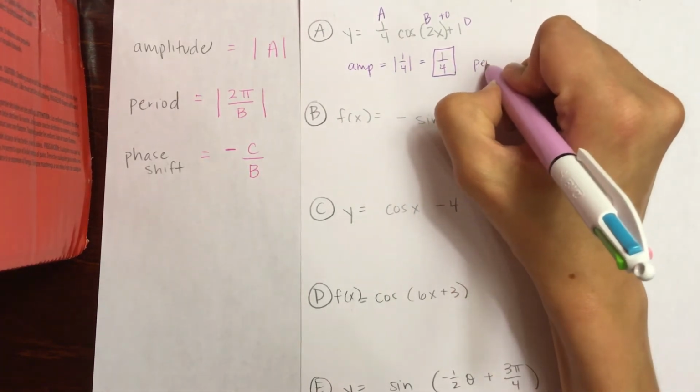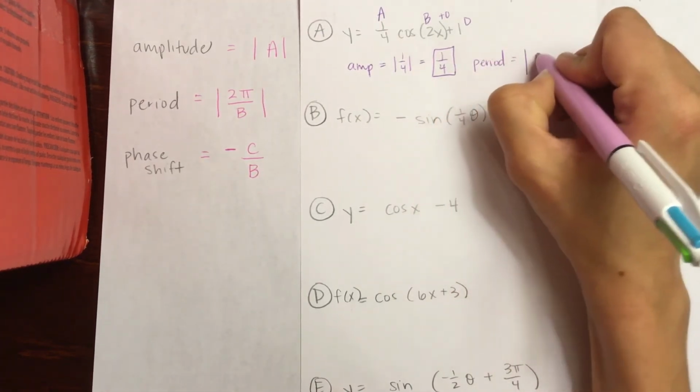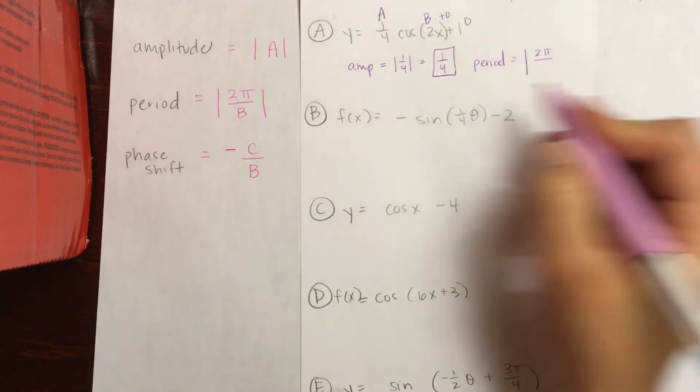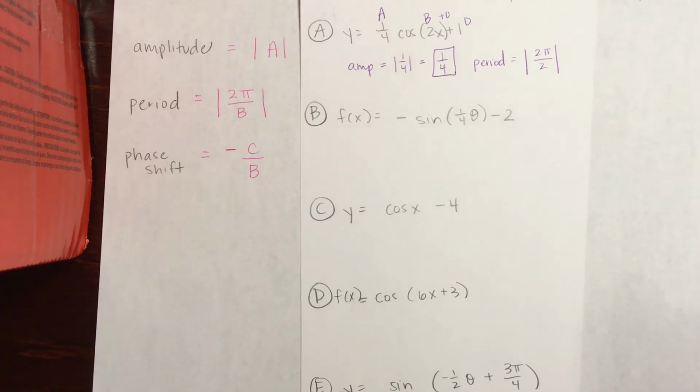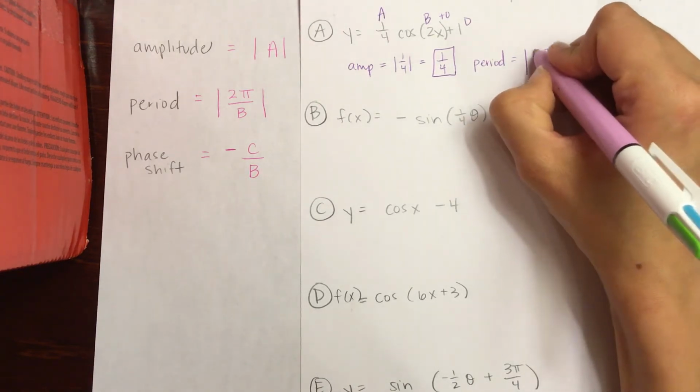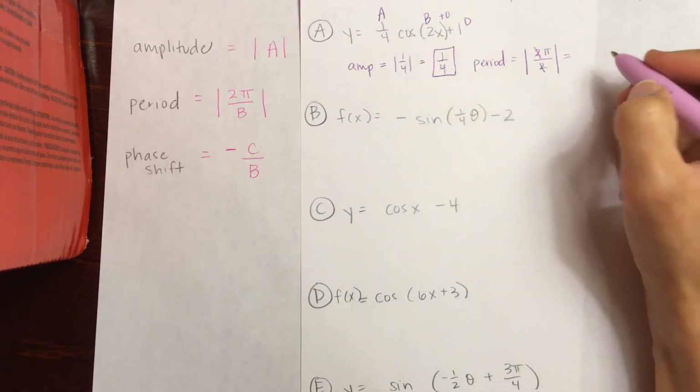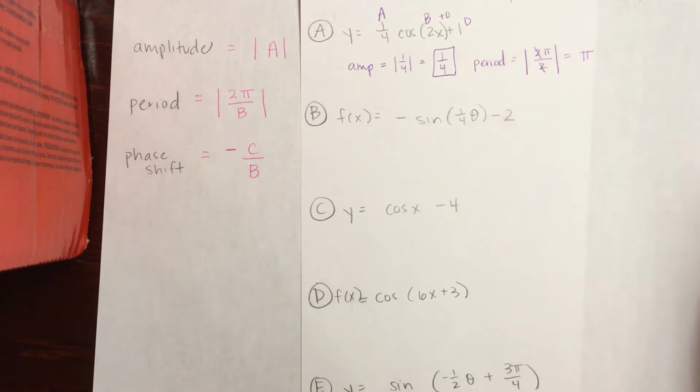Period is the absolute value of 2 pi over b, because 2 pi is my normal cosine period, and now my b value is 2, so I'm cutting my period in half. All right, well, 2 pi over 2, if I simplify this fraction, the 2's cancel, and the absolute value of pi is just pi. So my period is now cut in half.